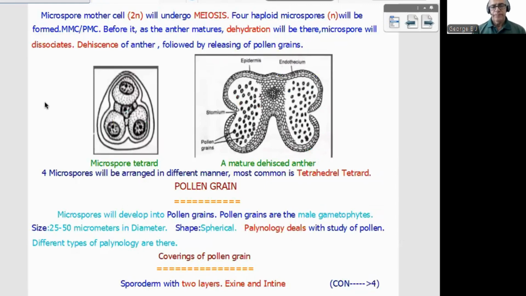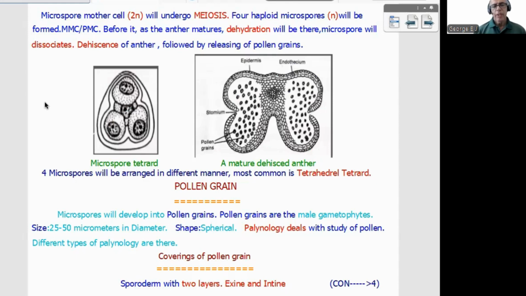Microspore mother cell again undergoes meiosis. 4 haploid microspores will be formed. Microspore mother cell is otherwise called pollen mother cell. And before the anther matures, dehydration will be there. And the 4 microspores formed after meiosis will dissociate. Anthers will dehisce, followed by releasing pollen grains.